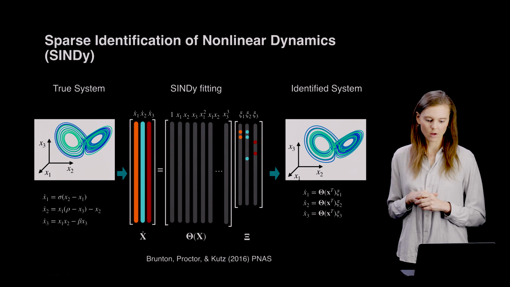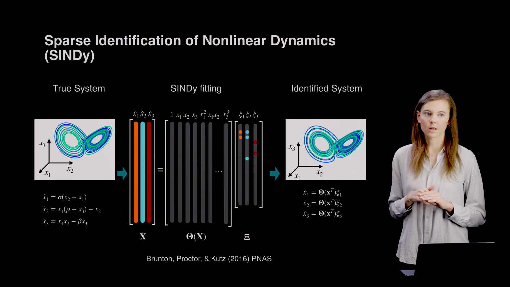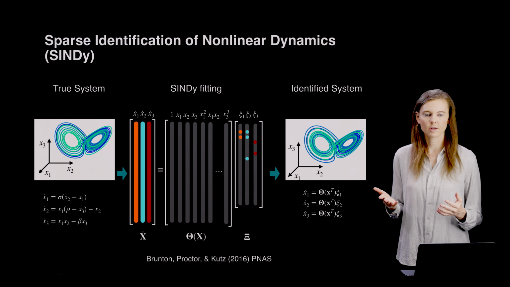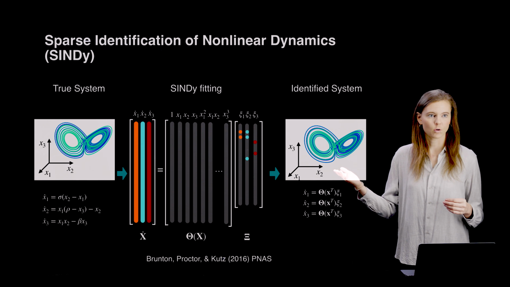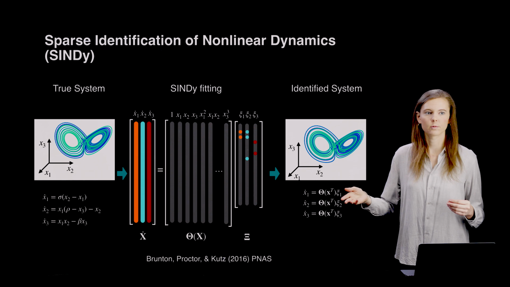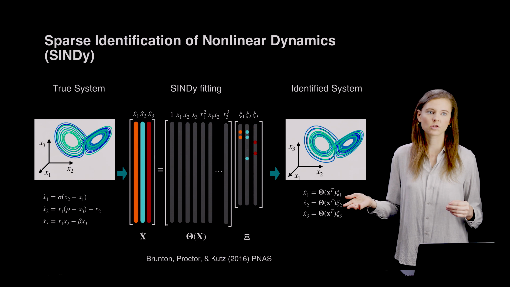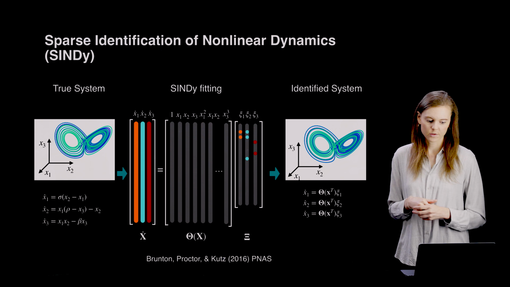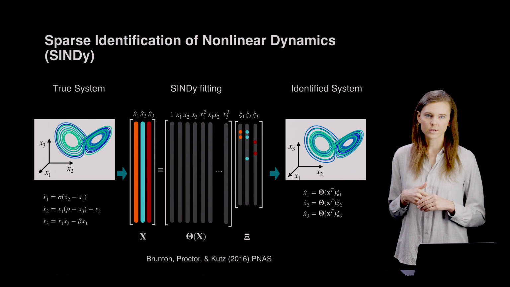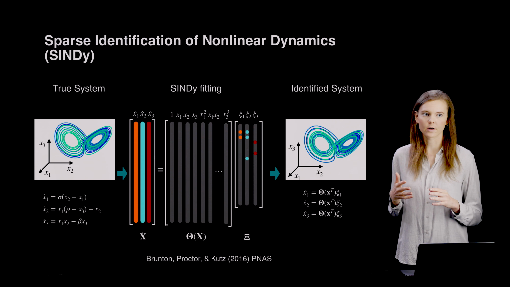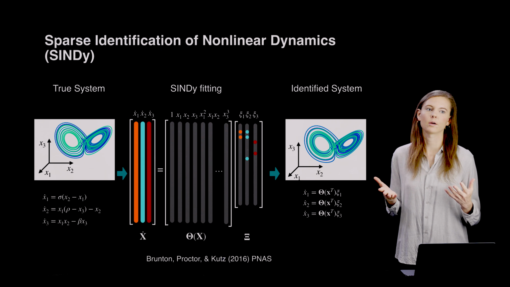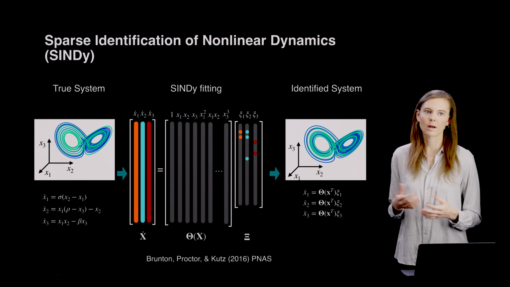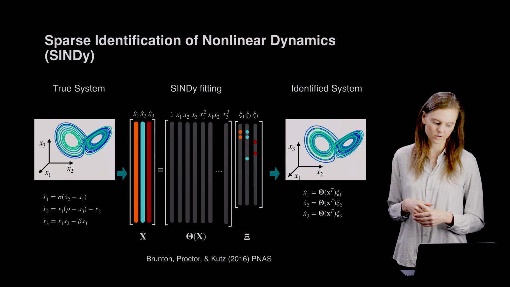So SINDy works well if we know the right set of state variables to measure. In this Lorenz system that I showed you here, I told you what the state variables are, and we can easily write down a set of equations that govern the dynamics in this set of variables. However, for many real-world systems, we don't actually know what variables to measure. We don't know what variables are responsible for describing the true underlying dynamics that are seen.